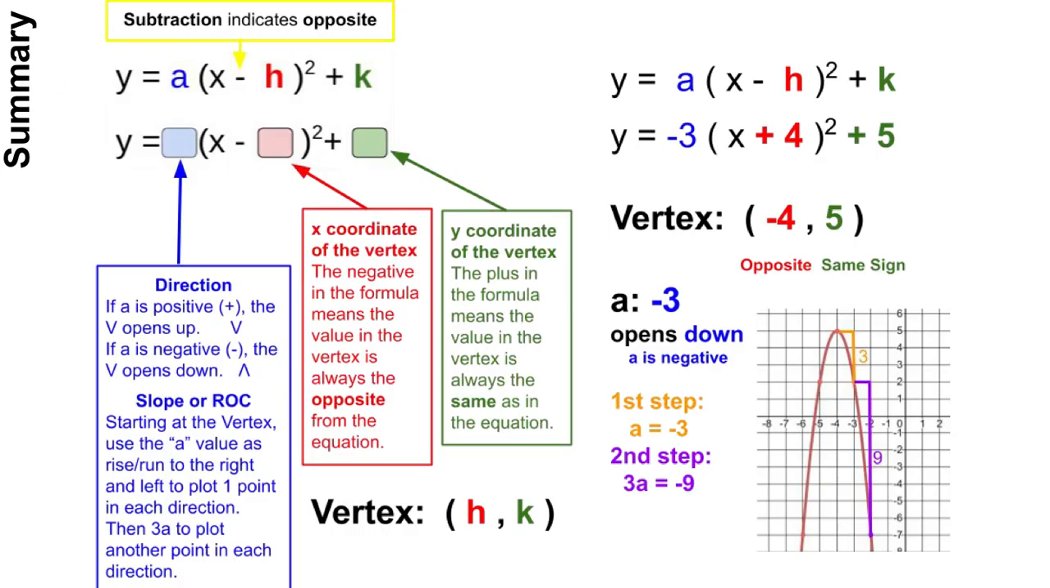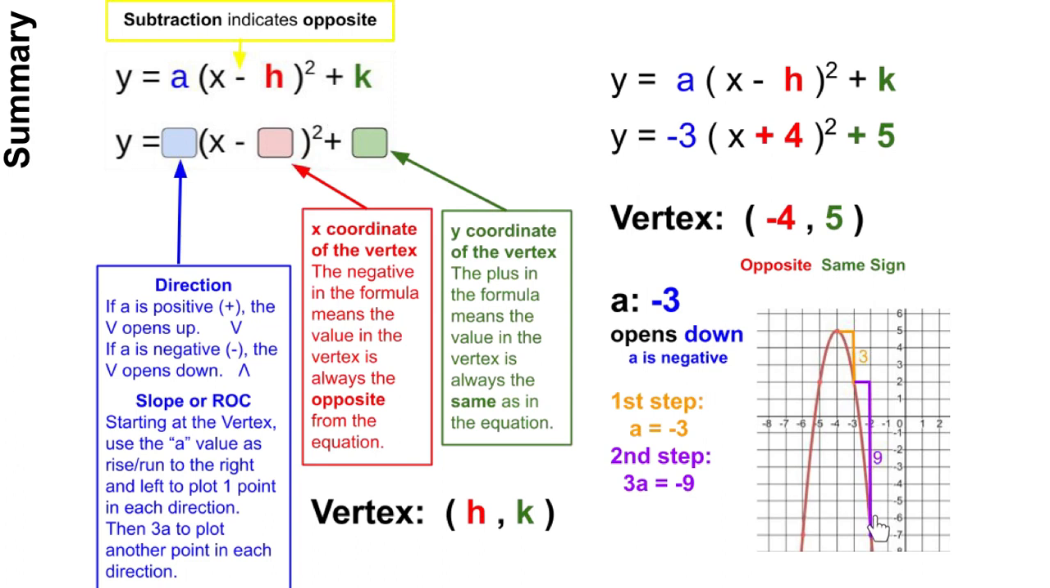To summarize here, and you can screenshot this image if you don't already have it, our vertex form is a times the quantity x minus h, that's being squared, plus k. The subtraction means opposite for when you write your ordered pair. We have our direction and we have our first step with the a value, and then this is our vertex.